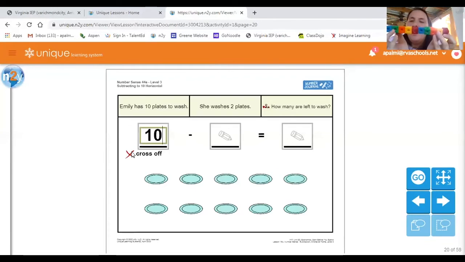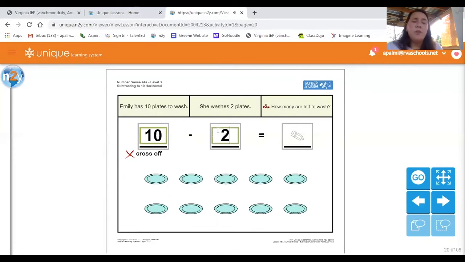I have 10 blocks for my 10 plates that Emily washed, okay? So now the next sentence in my math problem says she washes 2 plates. What number did you hear in that sentence? Good, I heard the number 2 also. So with my finger, I'm gonna find the number 2 and type it in, and you do that at home also.